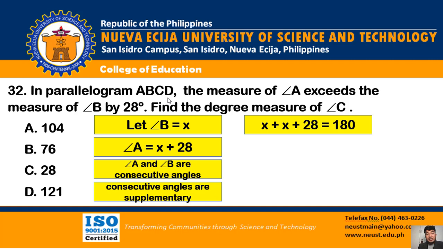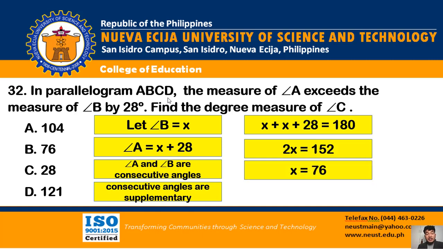So we add x plus x plus 28 is equal to 180. Then 2x is equal to 152. Then solve for x, x is equal to 76. That is the measurement of angle B. Then to solve for the measurement of angle A, you simply add 28 and that is equal to 104. And as I mentioned earlier, angle A and angle C are non-consecutive angles, and non-consecutive angles are congruent, meaning if angle A is 104, then angle C is also 104.